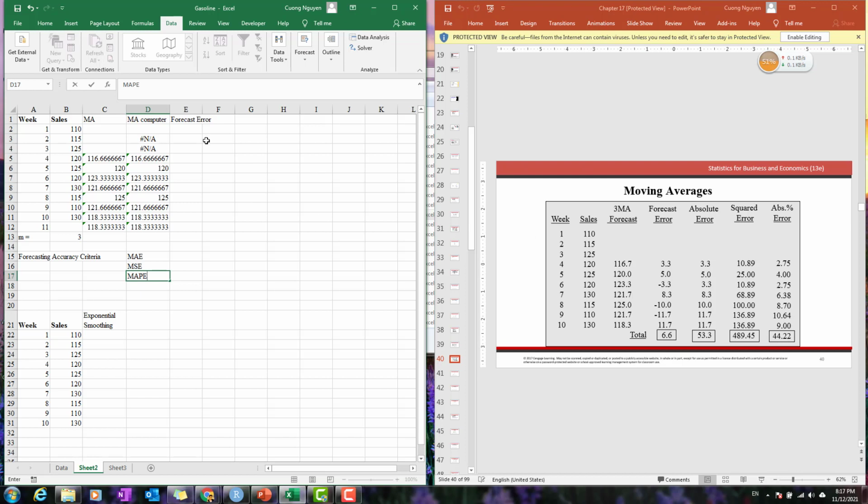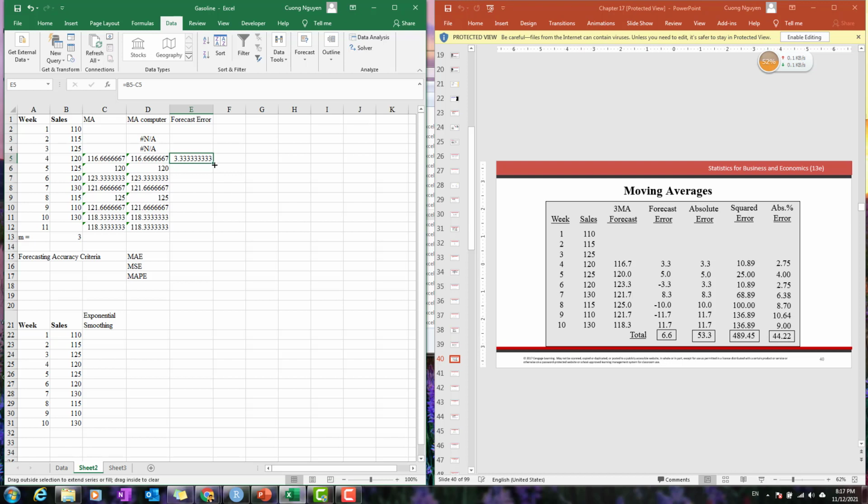So how are we going to do it? First of all, we measure the forecast error. Remember, the forecast error is the difference from the actual data. Here the forecast for week 4 is 116.67, and the actual data provided by the historical data is 120. So the difference is 120, the actual data, minus the forecast. This is how we do it.